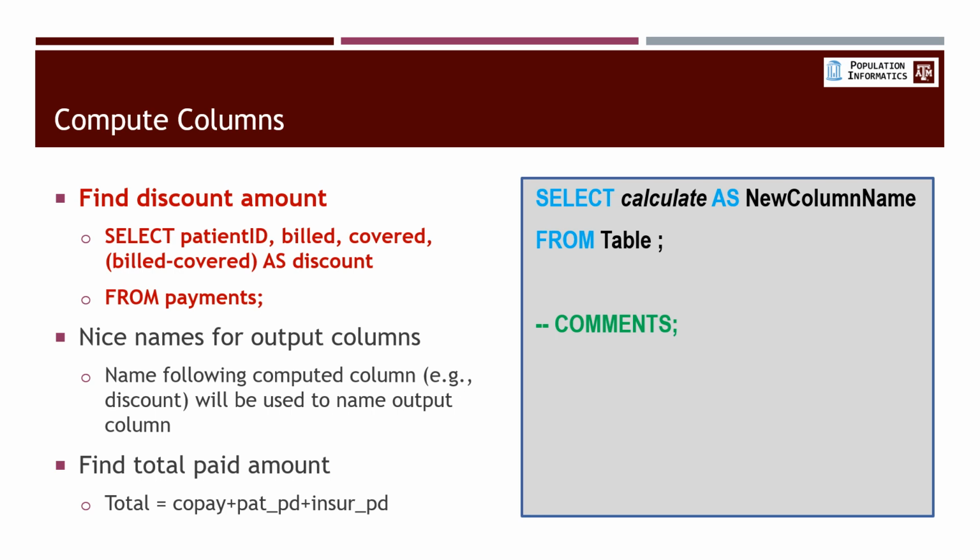Here is an example for calculating the discount amount by subtracting the covered amount from the billed amount. In this example, we retain 3 columns: patient ID, billed, and covered. Then calculate the new variable discount amount. How many columns do you think this query will return? Yes, it would return 4 columns: patient ID, billed, covered, and the new column, discount.